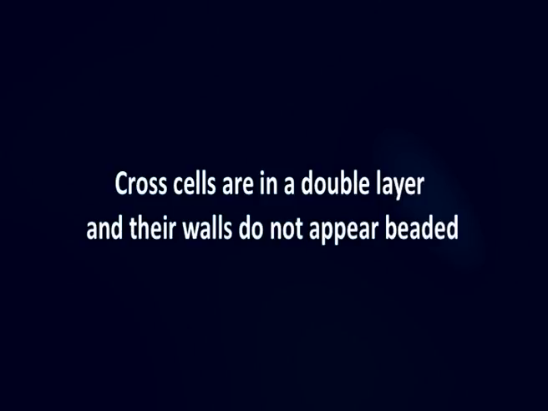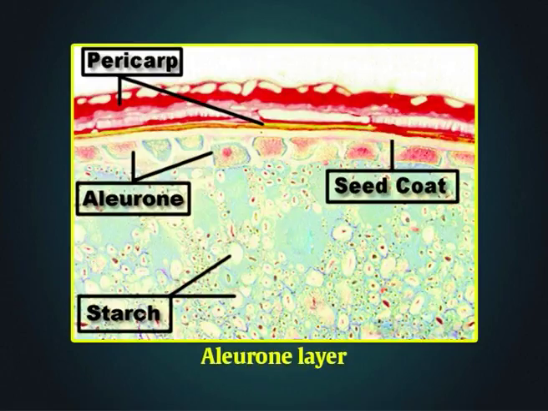Cross cells are in a double layer and their walls do not appear beaded. Only one cellular testa is present, 2 to 4 aleurone layers are present, the cells being smaller.